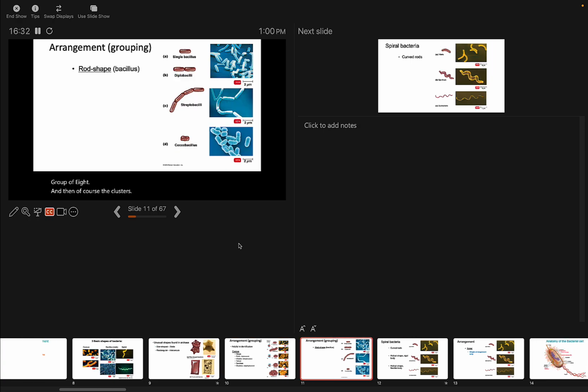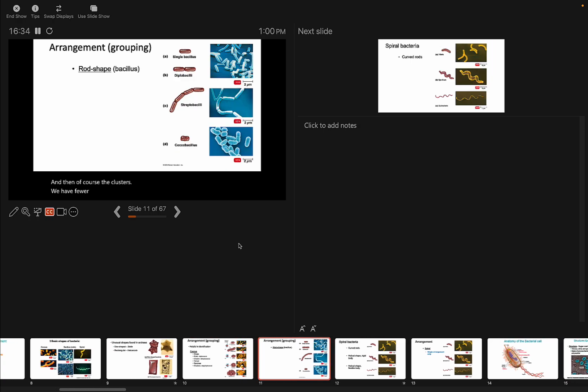We have fewer arrangements that are possible for our Bacillus species. You can have a single, a diplo, a chain, or you have this Coccobacillus, where they're not a coccus because they're not totally round, but they're also not very long either in terms of a rod-shaped bacterium, so we call that Coccobacillus.